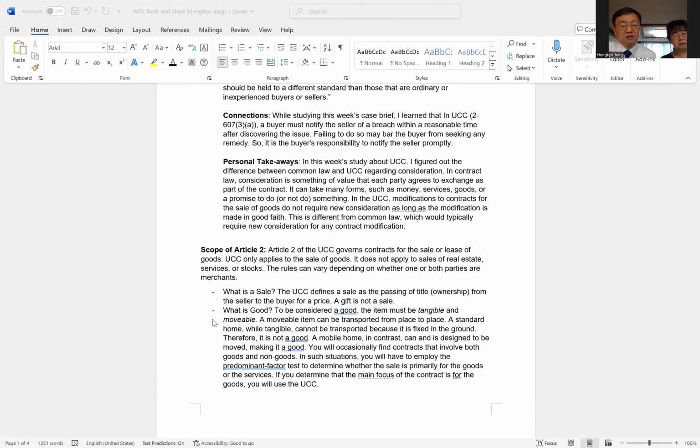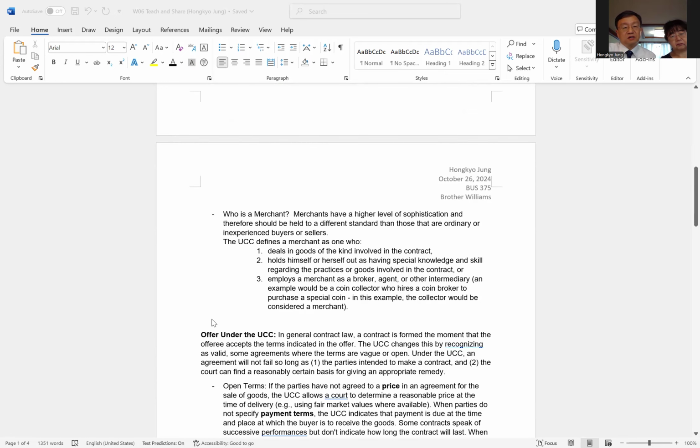You will occasionally find contracts that involve both goods and non-goods. In such situations, you will have to employ the predominant factor test to determine whether the sale is primarily for the goods or the services. If you determine that the main focus of the contract is the goods, you will use the UCC.